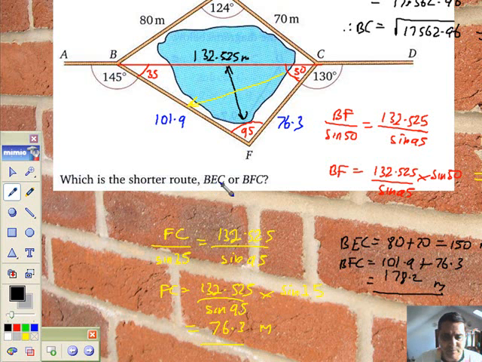Which is shorter, route BEC or route BFC? Conclusion, therefore BEC is shorter. And we can say it's shorter by, let's do a quick subtraction, 28.2 meters, just to make it absolutely black and white. Well, black, yellow, blue, red and white.